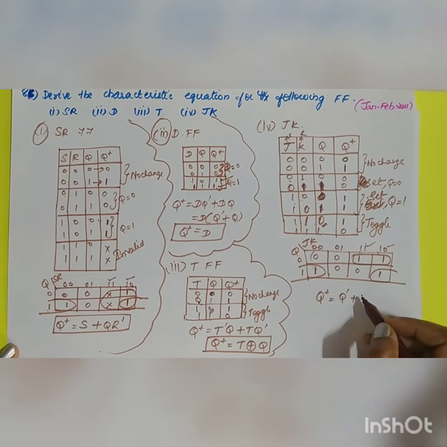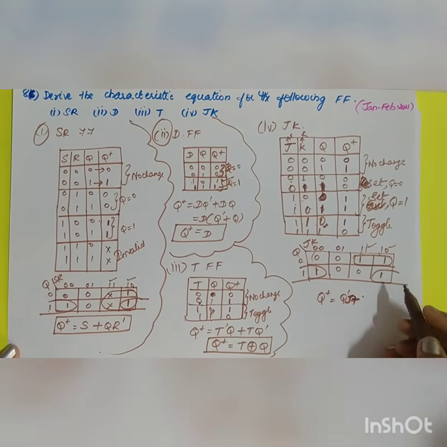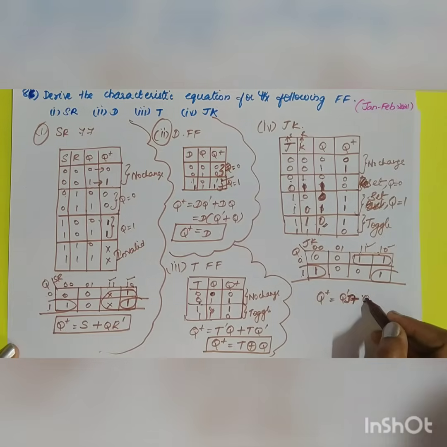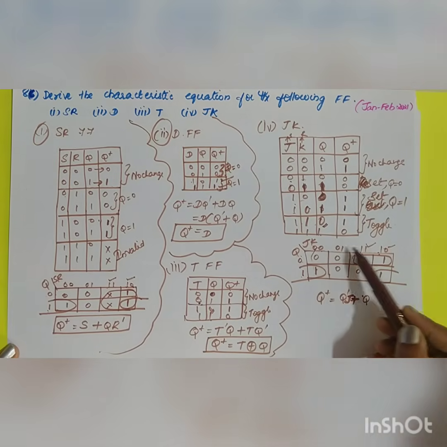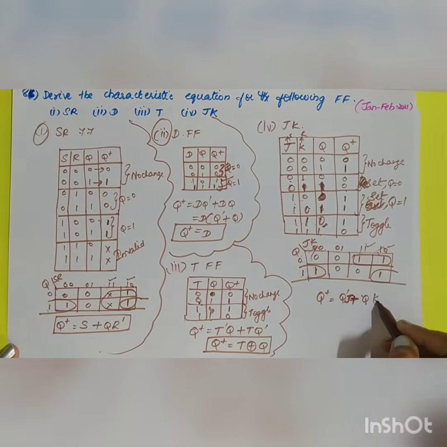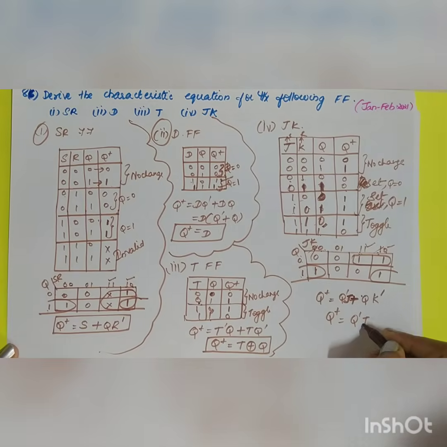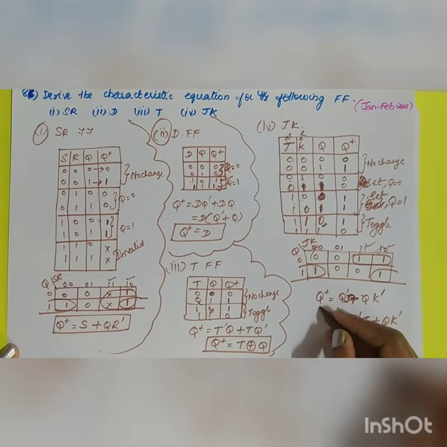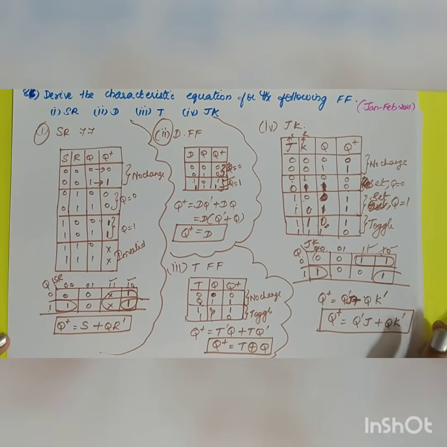So Q dash J plus, what is the next value? Here it is Q is equal to 1. So Q into, here it is 0 0, here it is 1 0. So these two get cancelled, so it is K bar or K dash. Okay. So Q plus is equal to Q dash J plus Q K dash. So this is going to be your characteristic equation of your JK flip-flop.